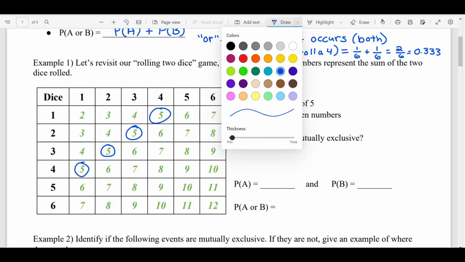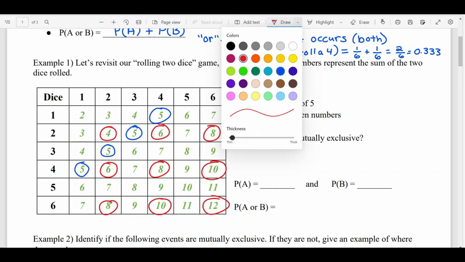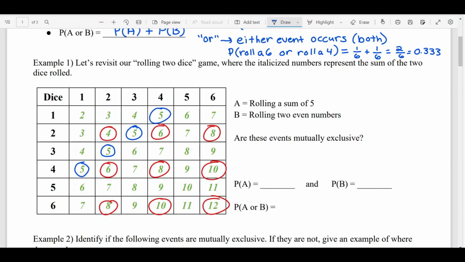Where I roll two even numbers, I'm going to do a different color here. Two even numbers would be 2 and 2, 2 and 4, 2 and 6, 4 and 2, 4 and 4, 4 and 6, 6 and 2, 6 and 4, 6 and 6. Okay. So I can see those two events, I have them circled.